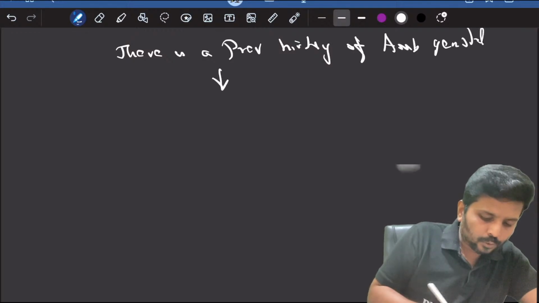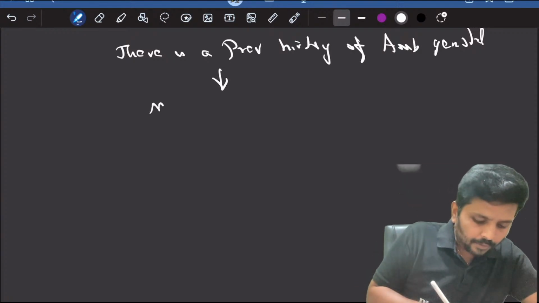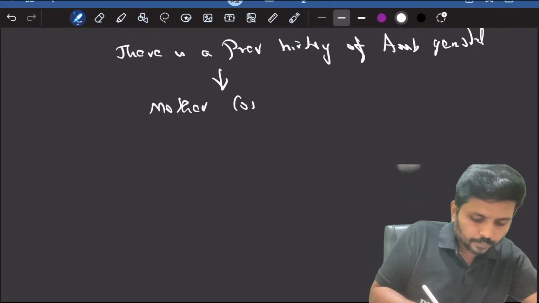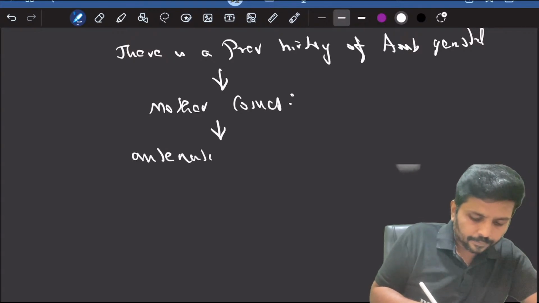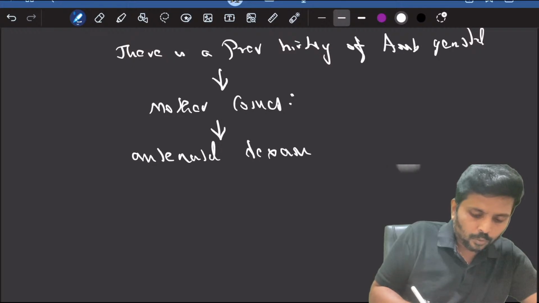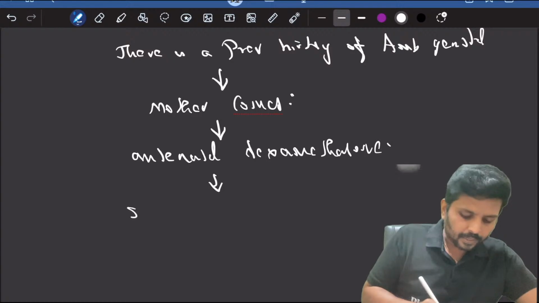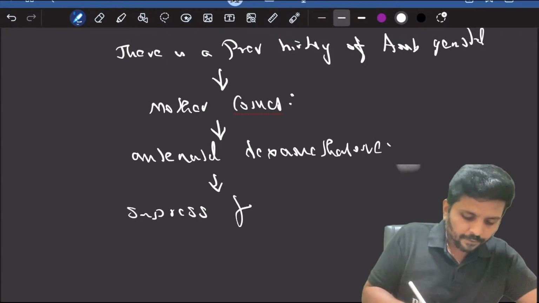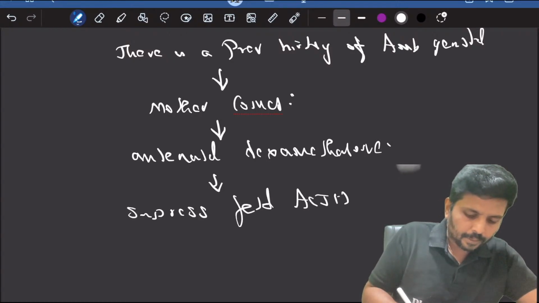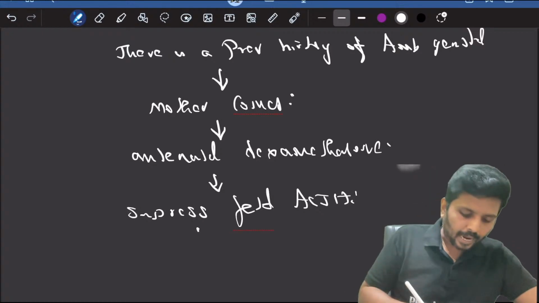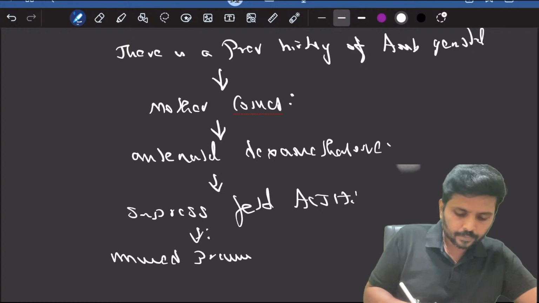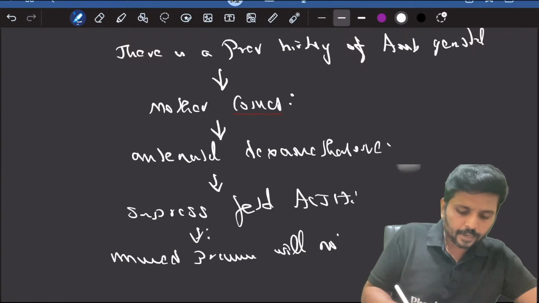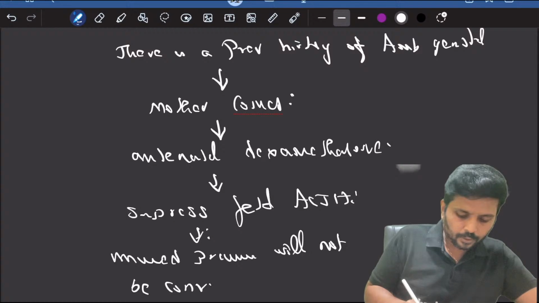What will happen? As soon as in the next pregnancy, when the mother comes to you, you need to start antenatal dexamethasone. Why antenatal dexamethasone? This antenatal dexamethasone will suppress fetal ACTH, as a result of which your unused precursors will not be converted to testosterone.